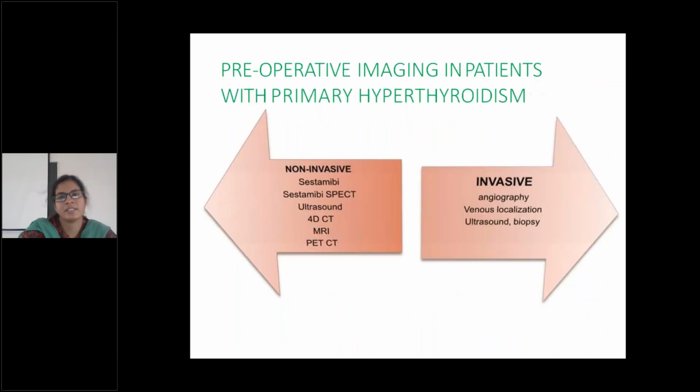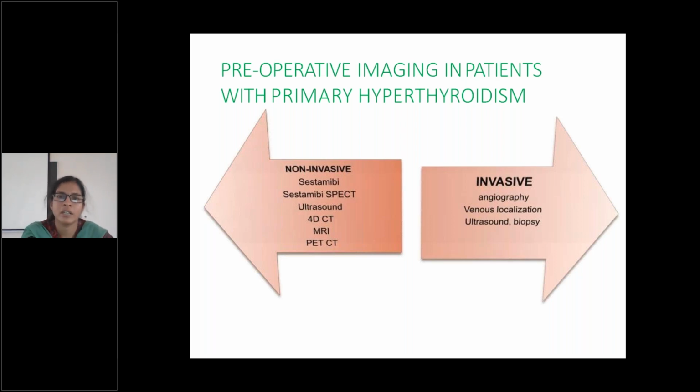So non-invasive tests and invasive tests are there. Non-invasive tests are sestamibi SPECT, CT, and ultrasound, 4D CT, and again in ultrasound, 3D ultrasound and 4D ultrasound are there. This 4D, 3D or anything means high resolution and maximum magnification. MRI and PET CT, and invasive: angiography, venous localization, ultrasound and biopsy. Invasive angiography means if malignancy is there, there will be tumor blush, increased vascularity.